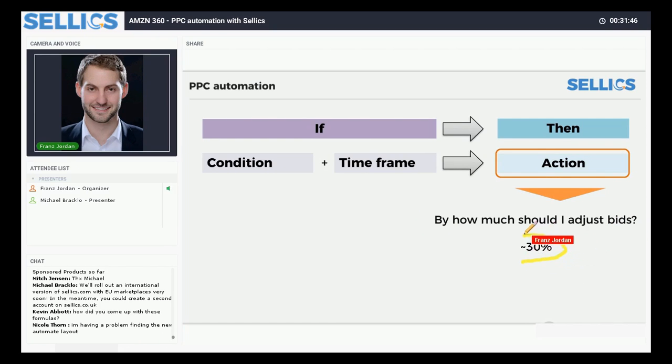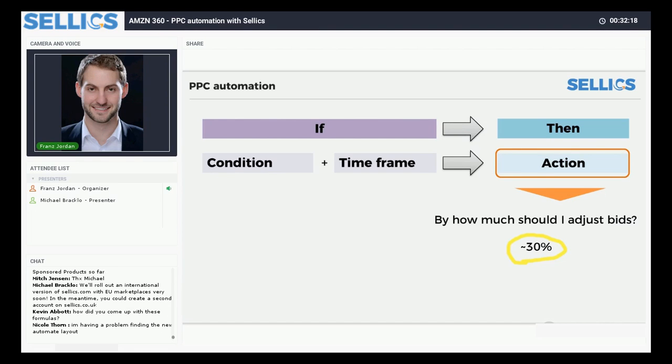And so the answer we give is 30%. Why 30%? Well, 30% is low enough to not jump too much between bids. So let's assume you have a bid of 10 cents, and then you increase it to $1. So you go from 10 cents to $1. Then 10 cents might be too low, $1 is too high. So you use the perfect bid, which is somewhere in between.